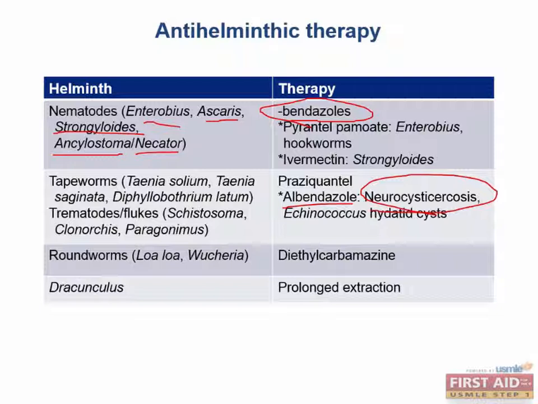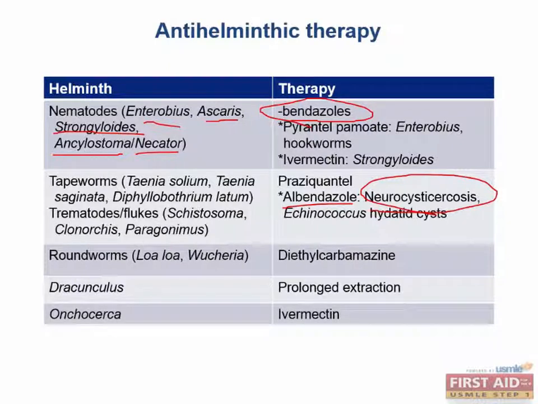Dracunculus is treated with a physical extraction of the worm. The worm is tied to a stick that is slowly turned over time to remove the worm a few centimeters each day. These worms can be close to a meter long, and it can take a few weeks to remove. Remember, the extraction needs to be slow and steady so the worm is not broken and nothing is left behind.